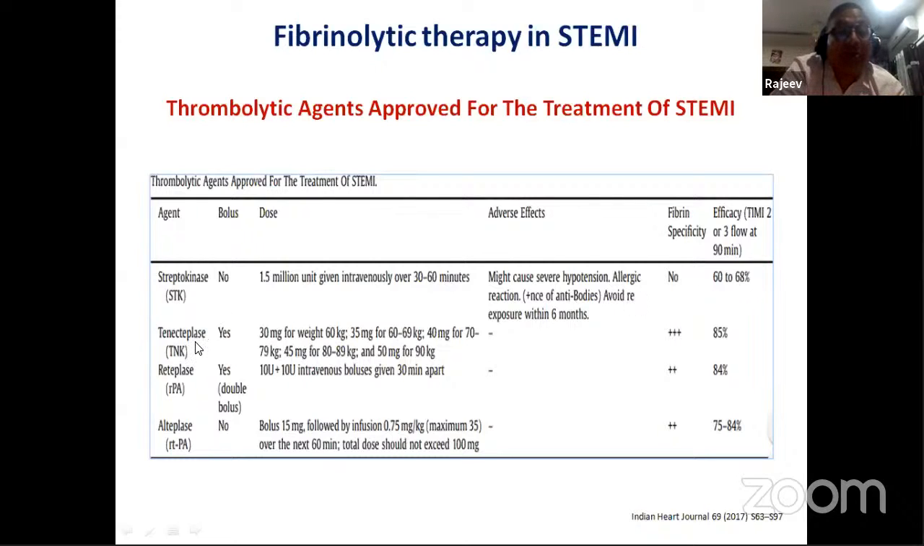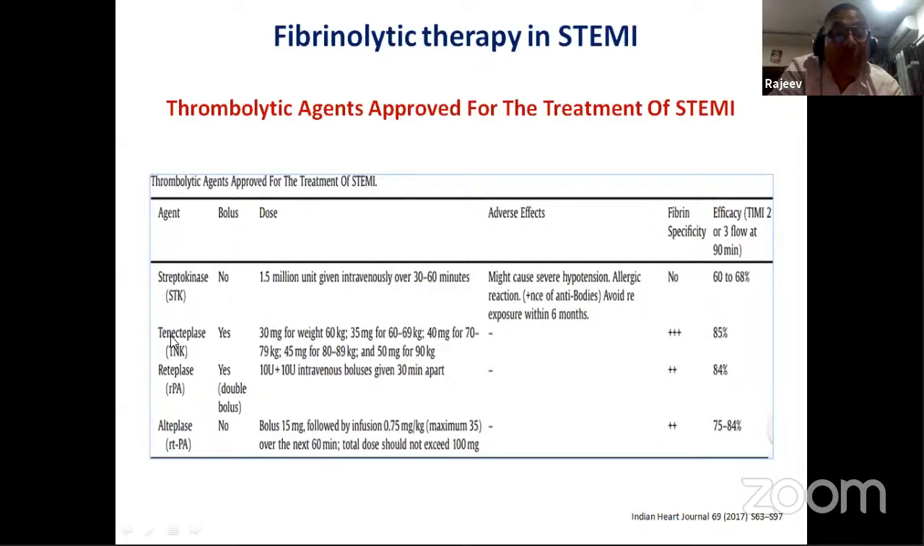Most commonly used nowadays agent is tenecteplase. It is to be given as a bolus. If the weight is less than 60 kilos, you should give 30 milligrams, 35 milligrams for 60 to 70 kilos, 40 milligrams for 70 to 79, 45 milligrams up to 90 kilos, and 50 milligrams for over 90. It is very fibrin specific and achieves a TIMI 2 or 3 flow in almost 85%.